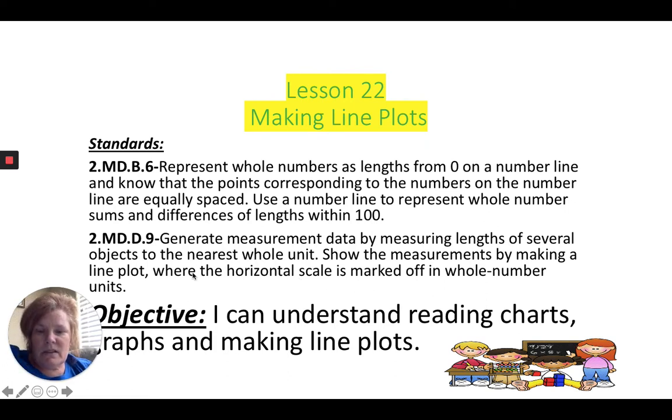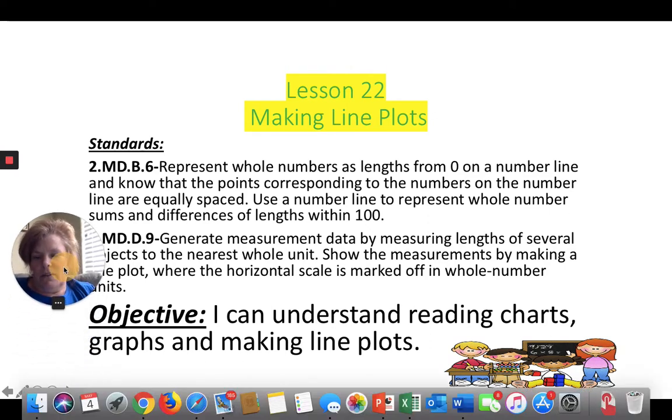Now, in this case, we're not going to be measuring all the time. There are some measurements that they graph for us that are included in a graph, but this is more of counting objects and putting that number in with tally marks and things like that. But there are some measurement things. Here's our objective. I can understand reading charts, graphs, and making line plots.